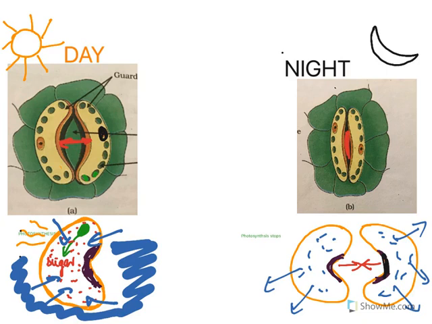So let's go over it again. During the day, we have the stomata, we have the chloroplast, and this chloroplast produces sugar. So there is a high amount of sugar, and because there is a high amount of sugar, the water now enters into the cell. And because the water enters into the cell, it swells. During the night, there is no photosynthesis. So the cell has no sugar. There is less sugar, so the water begins to leave the cell and the cell shrinks.